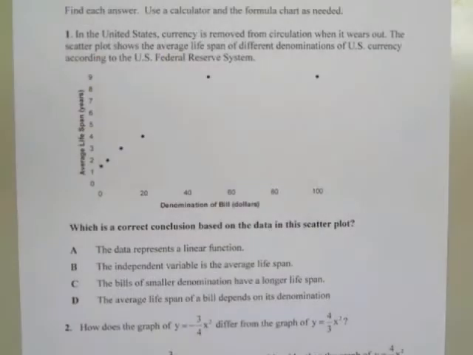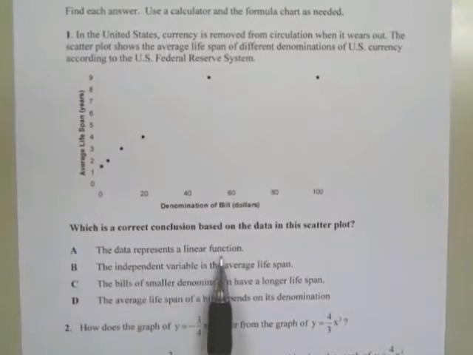In the United States, currency is removed from circulation when it wears out. The scatter plot shows the average lifespan of different denominations of U.S. currency according to the U.S. Federal Reserve System. Which is a correct conclusion based on the data in this scatter plot? A. The data represents a linear function.